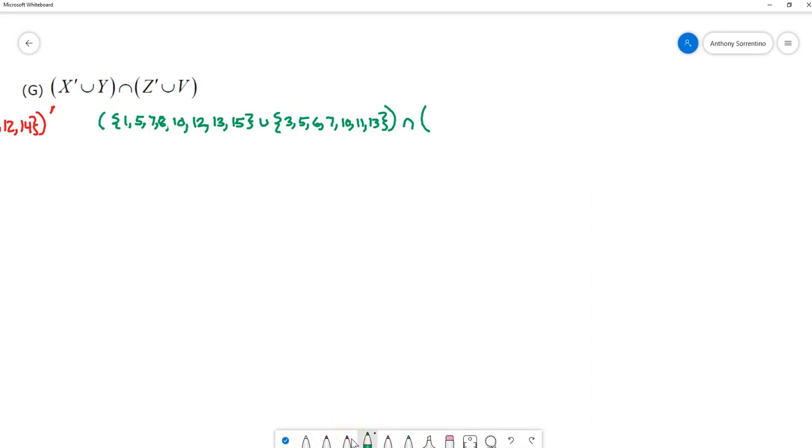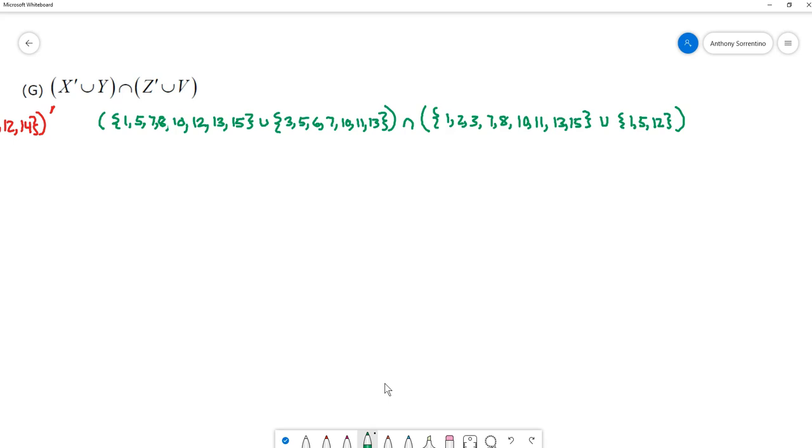Not Z would be anything that's in the universal set, but it's not in Z. And that's going to be unioned with set V, which is a small one, thank goodness. So sometimes when you have multiple operations on any set, there's going to be a good bit of writing involved, and that's going to probably take the longest period of time. It isn't difficult computations, just knowing what the symbols are. So I'm going to do the two unions first and then do the intersection.